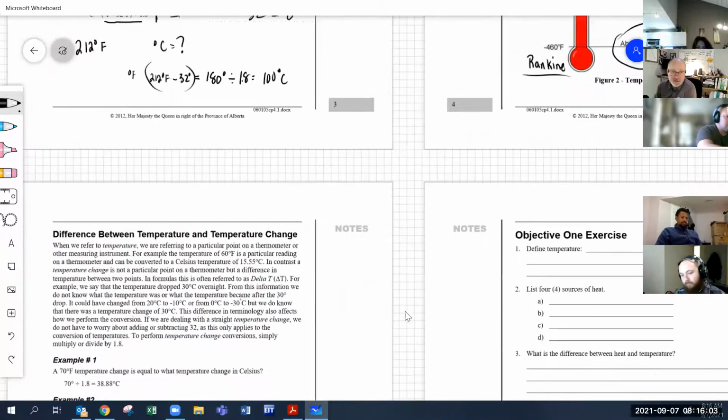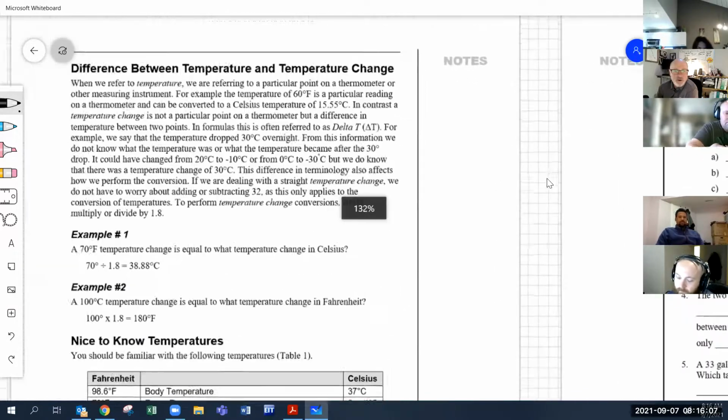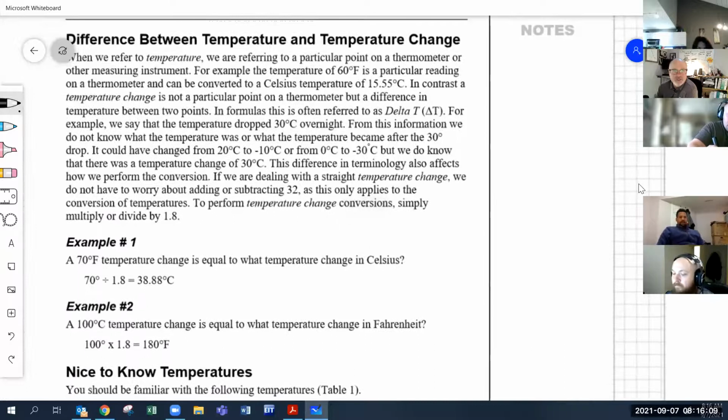Just moving along here. We're talking about, in this one, what's the difference between temperature and temperature change. We use this little delta T to give us what a temperature change is.